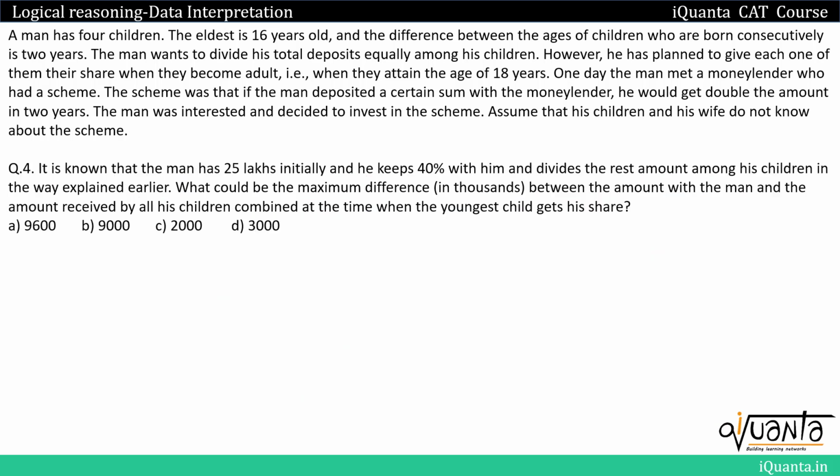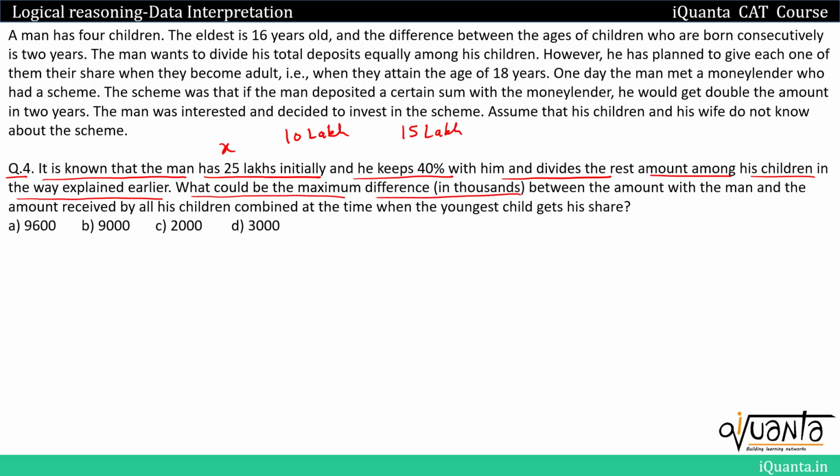Let's solve the last question now. The last question is, if it is known that the man has 25 lakhs initially, so this will be x, and he keeps 40% with him. So 40% of 25 is 10 lakh, and divides the rest of the amount. That means the rest of the money is 15 lakh, because out of 25 we remove 10 lakh, so 15 lakh will be remaining. He divides it among his children in the way explained earlier.